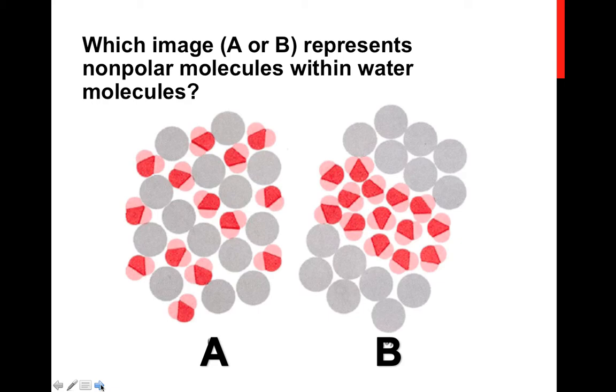Which image, A or B, represents nonpolar molecules within water molecules? So a couple things you need to think about right now. Water molecules are polar, and polar things like to mix with polar things. Nonpolar things like to mix with nonpolar things. So if you're mixing nonpolar with polar, which happens to be water, they're actually not going to mix at all. So that's going to be image B.